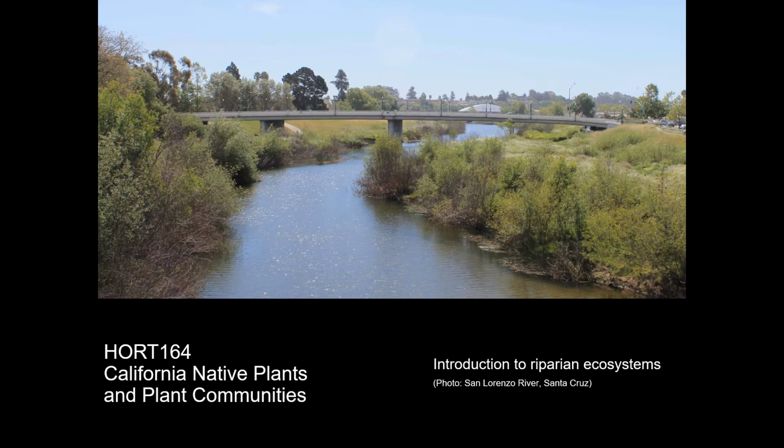This unit introduces you to riparian ecosystems, and it sets the scene for the next unit, which is on plants in the riparian corridor. By the end of this unit, you'll be able to explain what riparian vegetation is and name some of the main threats to this ecosystem. Let's start by defining riparian.